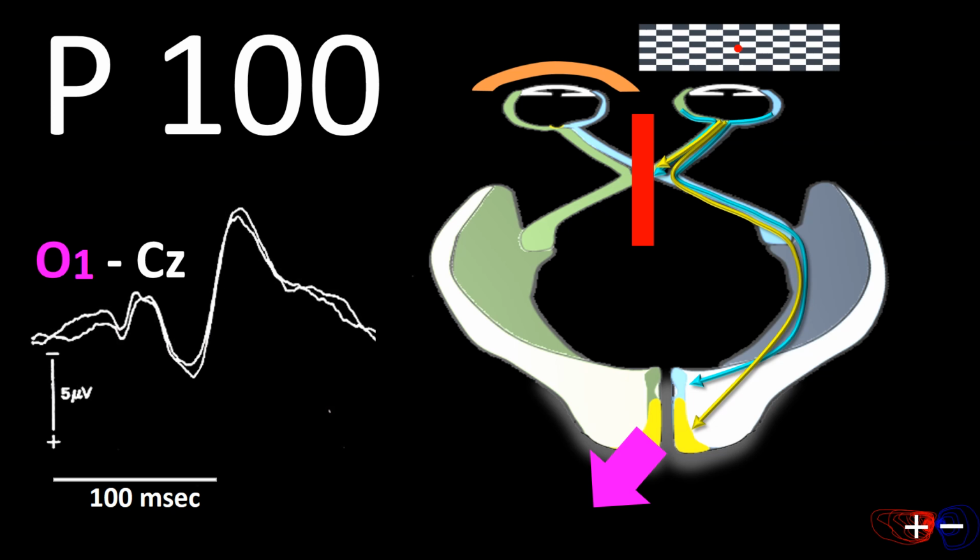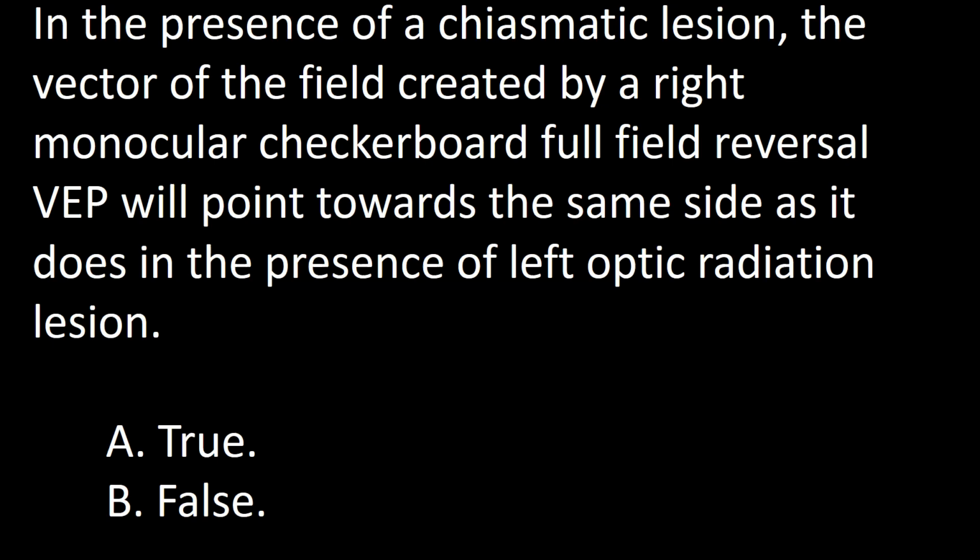In the presence of a chiasmatic lesion, a right eye full field pattern reversal visual evoked potential produces a field with a vector pointing to the left occipital region because of the absence of left occipital cortical activation. So the answer to this question is A.